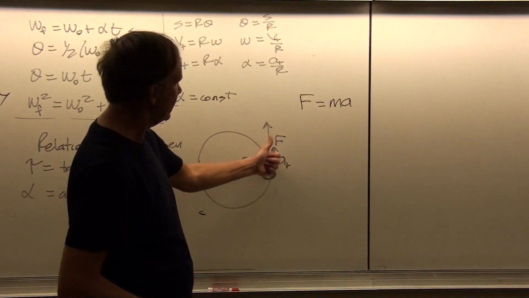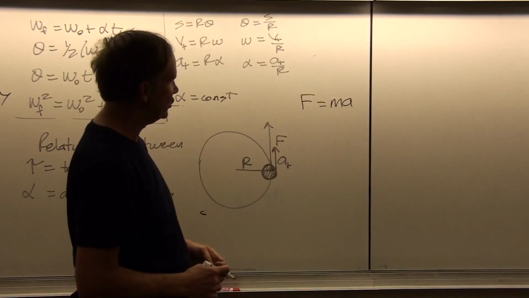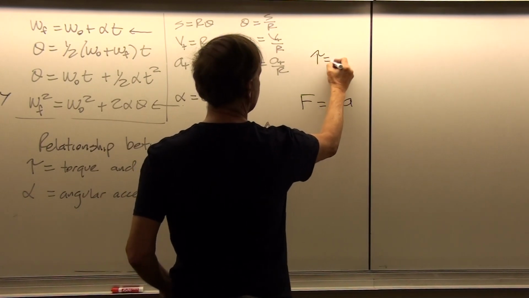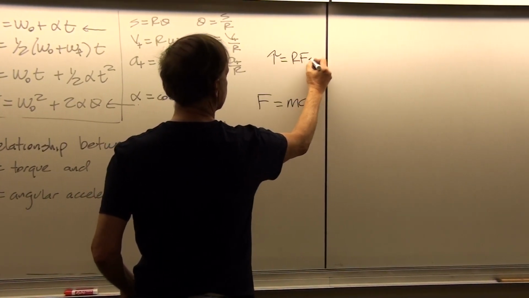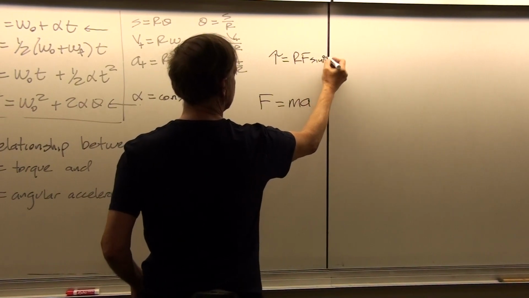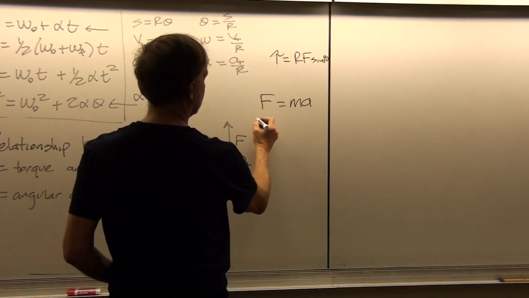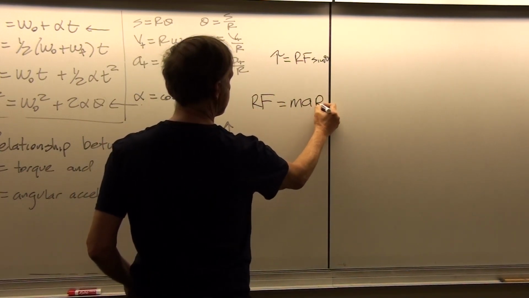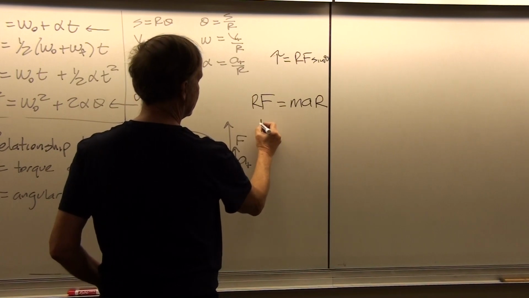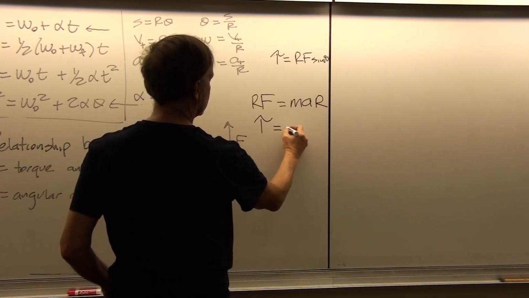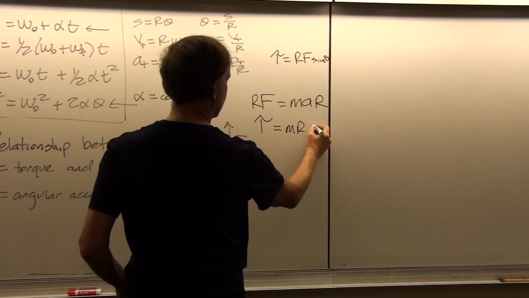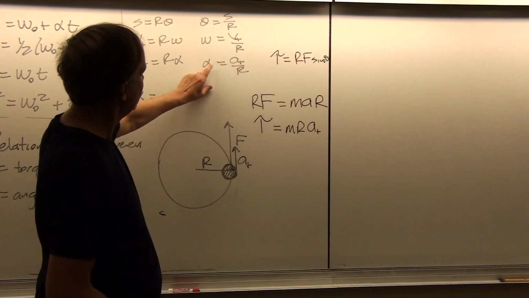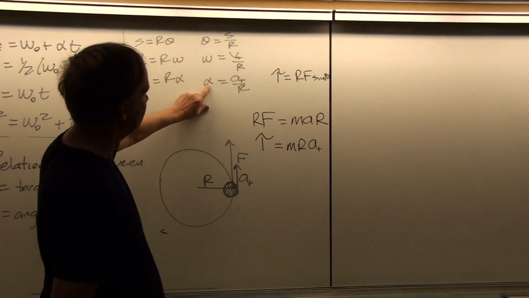But notice here that we are applying a force in such a way as to change the spin rate. So we can say then that the torque is equal to Rf times the sine of 90 degrees, or Rf. So if we multiply both sides of the equation through by R, what we get on the left-hand side then is torque equals mr times A tangential. But what's A tangential? A tangential is just alpha r from this equation.